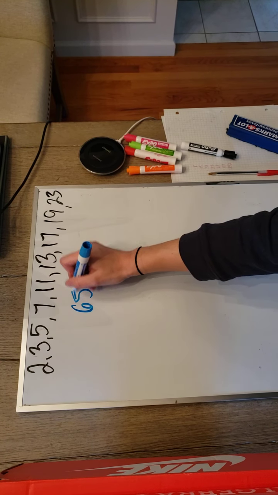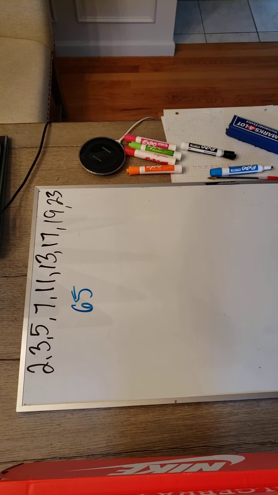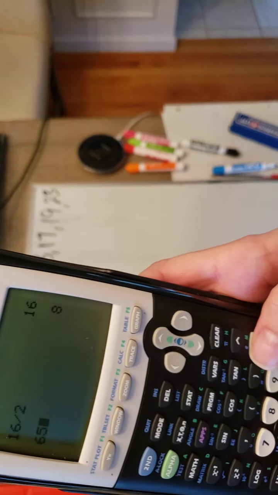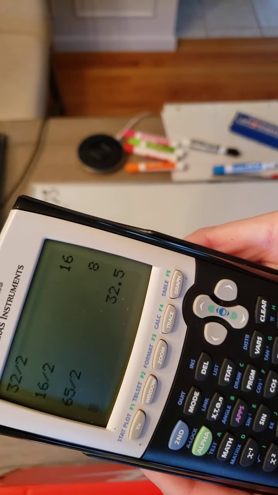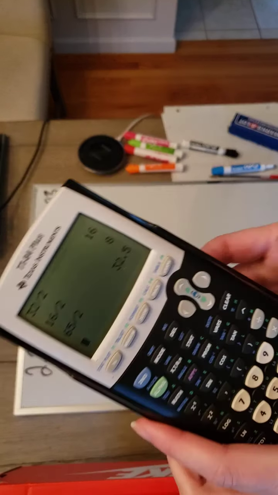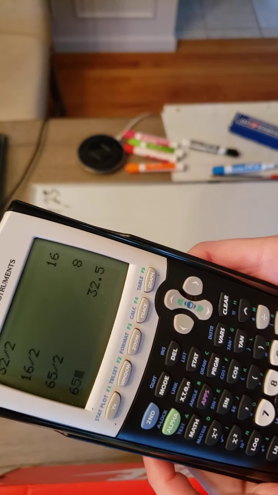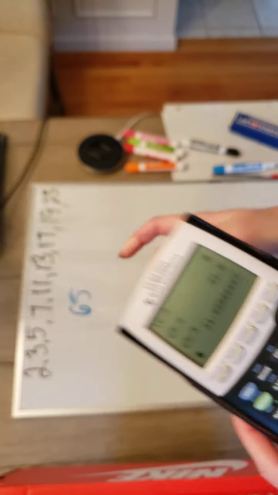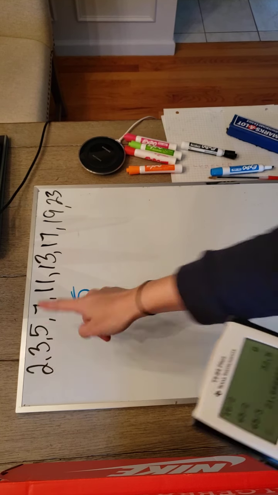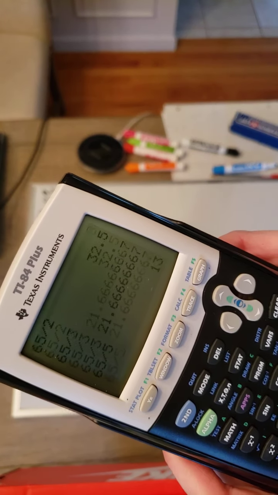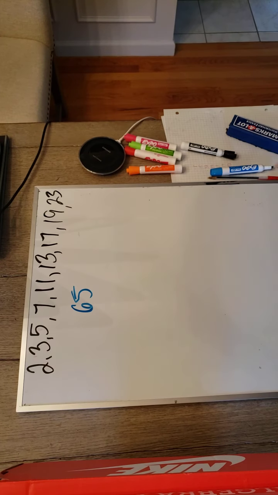Next up, we have 65. So again, you might not know what goes into 65. Start with your first prime number. Is 65 divisible by 2? No, you get a decimal, so move to your next prime number, 3. Is 65 divisible by 3? No, you get another decimal, so go to your next prime number. Is 65 divisible by 5? Yes, it is. 5 and 13.